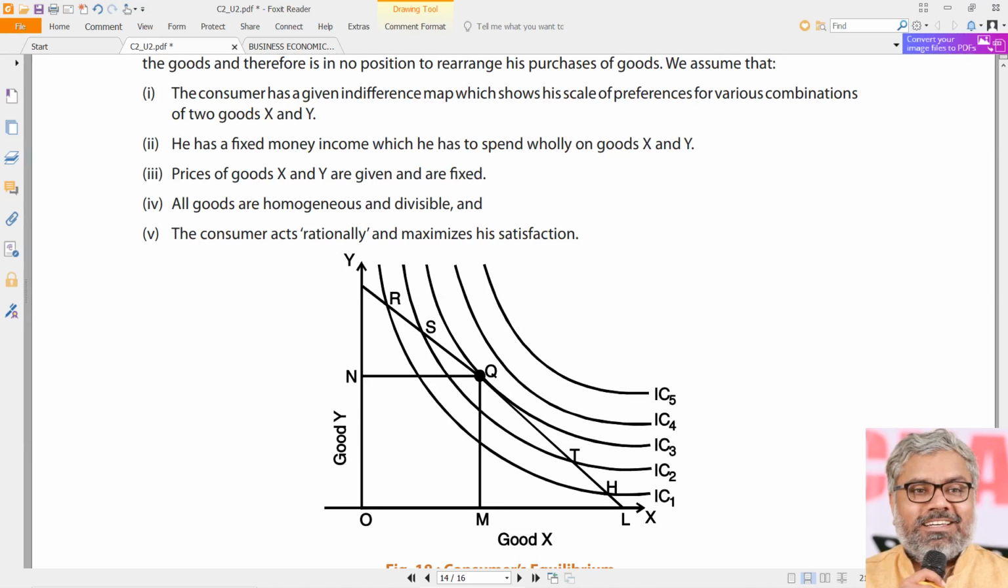It will be equal when, what is MUx divided by MUy? MUx divided by MUy is the slope of the indifference curve. In this case, that is the slope of IC3, that is the indifference curve. And what is Px by Py? That is the slope of the budget line. In this case, that is also at point Q.